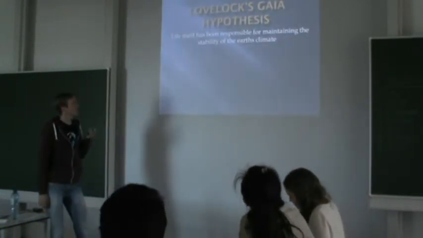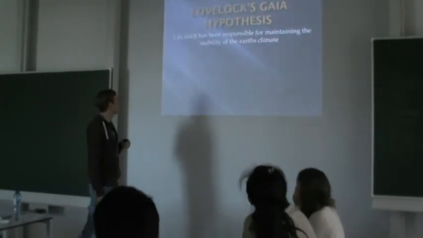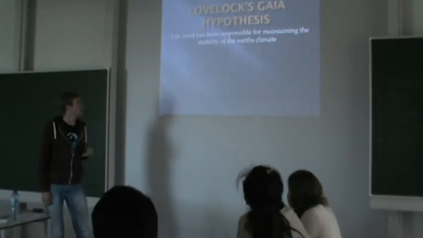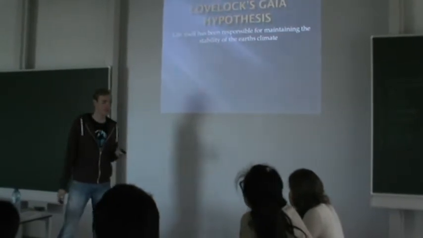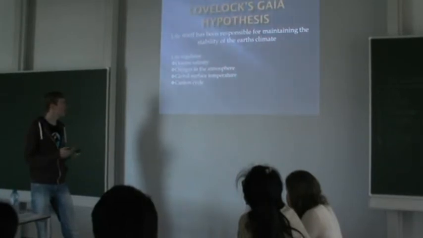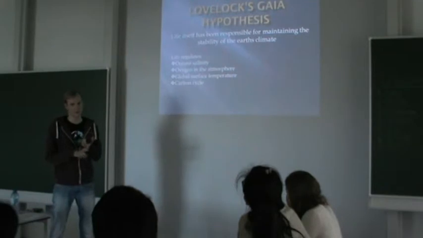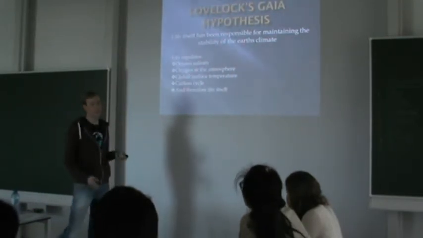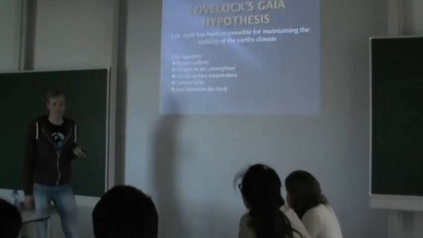And James Lovelock had a hypothesis about this, and that's the Gaia hypothesis. This hypothesis states that life itself is responsible for maintaining the climate that life itself needed. So life regulates ocean salinity, oxygen content, the global surface temperature, and the carbon cycle, and therefore it regulates life itself. And that's a very beautiful theory, I think.